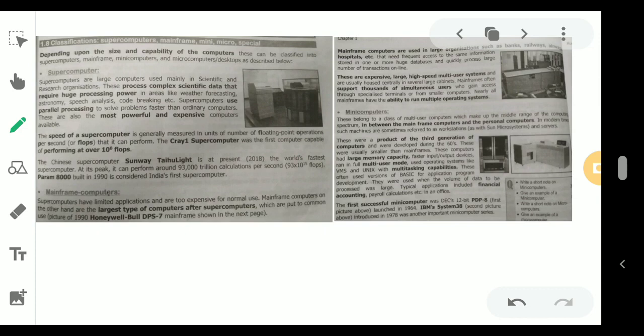Now next we will talk about minicomputers. This belongs to a class of multi-user computers. What is multi-user? Many people can use it. It makes up the middle range of the computing spectrum, in between mainframe computers and personal computers. In modern times, such machines are sometimes referred to as workstations. They were a product of the third generation of computers and were developed during the 60s.